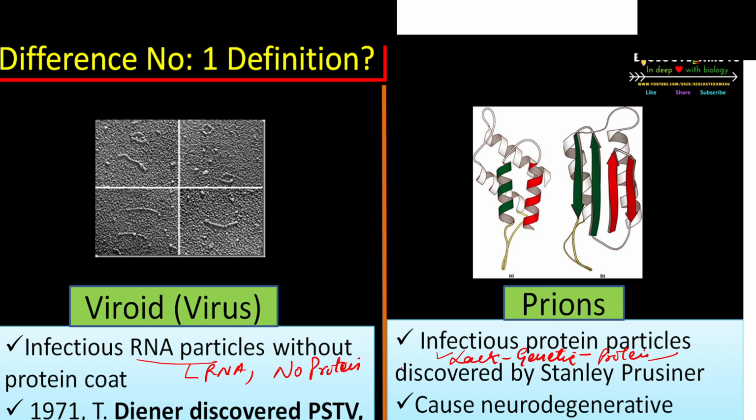So let's talk about the discoverer. In 1971, Theodor Diener discovered the PSTV. This PSTV stands for potato spindle tuber viroid, and in the case of prions, it was discovered by Stanley, and he discovered that it causes neurodegenerative diseases. Now the basic differences between the viroids and the prions.